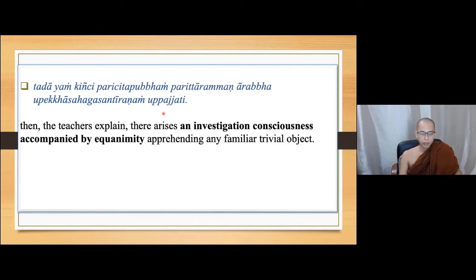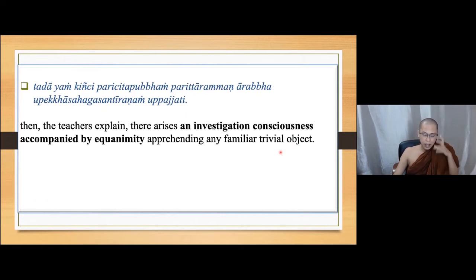Okay, so if it happened to him, the teachers explain. So the senior teacher explained what happened at that moment. So an investigation consciousness accompanied by equanimity. This is also one of the consciousnesses that can perform the registration, but in this case it does not perform the registration function, but it arises.